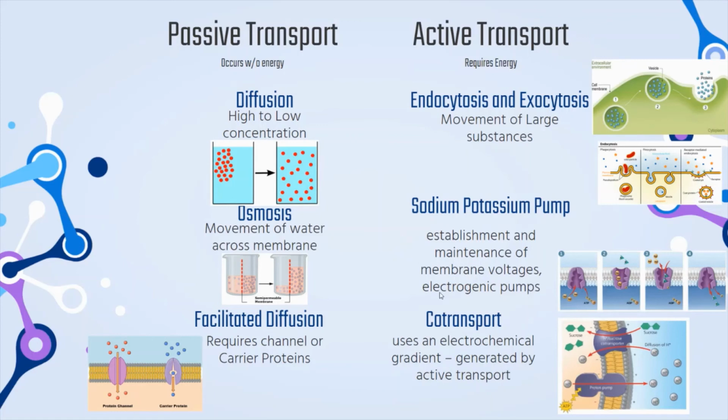And finally, cotransport uses an electrochemical gradient and is generated by active transport. So what this means is, you're going to use these proton pumps, for example, and it's going to pump these H plus ions out of the cell. And since there's a large buildup, they're going to want to diffuse down, and that's where the cotransporter comes in. So as these diffuse down, the sucrose is able to also go along with it. So that's how there can be a large buildup of sucrose, even though you would think that would have to go out.